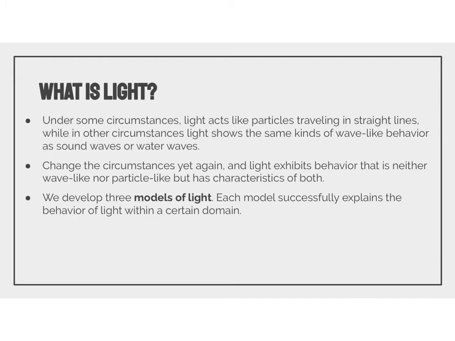So what is light? Under some circumstances, light acts like a particle traveling in straight lines, and we see this all the time when we look at lasers. Lasers travel in a straight line. But in other circumstances, and this is what we're focusing on this week, light shows the same kind of wave-like behavior as sound or water waves. The waves that we just studied, where it's propagating out, and we talked about intensity and stuff like that. Light also exhibits those types of behaviors. But if we change the circumstances yet again, we see that light exhibits behavior that is neither wave-like nor particle-like, but rather has characteristics of both.